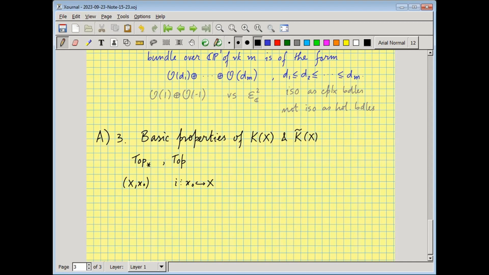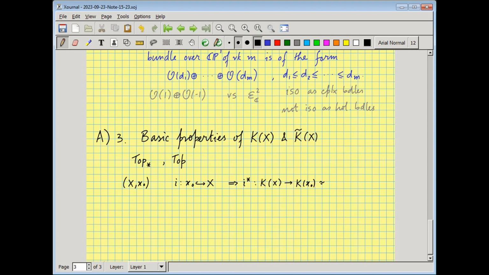And so sometimes I'll just drop the curly bracket. It's understood that this is the set consisting of x0. There should be no confusion otherwise, okay? So this induces a map I upper star, and where does it go? It sort of goes from K(X) to K(x0).